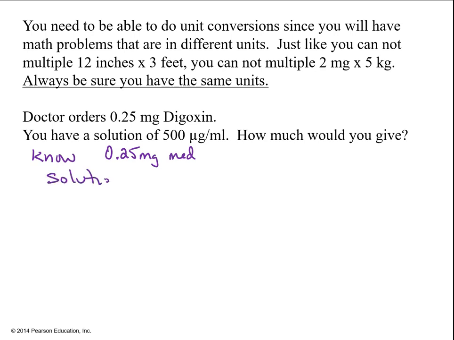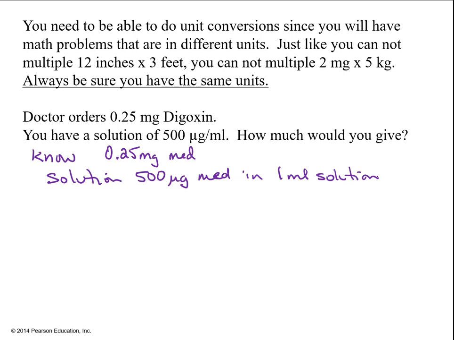So the solution means that I have 500 micrograms of medication in 1 milliliter of the solution. So I have a bottle of it, and that's its concentration. They would say it's 500 micrograms per mil. That's how much medicine is in each mil. So if I want to know how much to give, since it's a liquid, I'm going to give a volume. I'm going to have to give this patient some volume of this medicine.